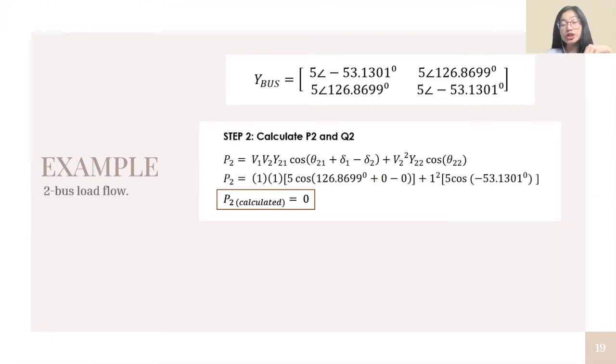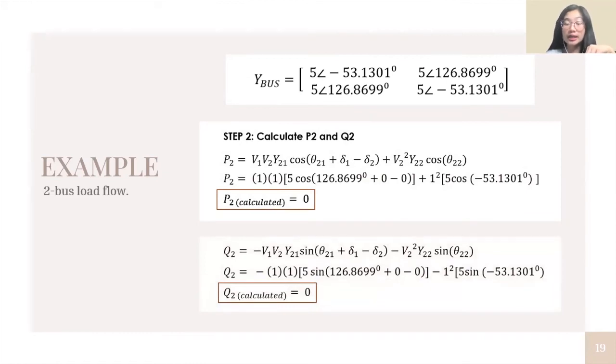So, next we are to solve for our Q2. Our Q2 is negative and has a sine, but the same goes as the formula for P2. It was also derived from expanding the summation that we noted earlier. So basically, our V1 is 1, our V2 is 1 as well, Y21. Y21 is this one. So 5 sine, and the angle of Y21 is 126.869 degrees. Our delta 1 and 2 are 0. Our V2 is 1, we square that. Y22 is over here, this Y22, and this is going to be 5, then sine, then its angle, negative 53.1301, and do the math, we will still arrive with a value of 0 for our Q2 calculated.